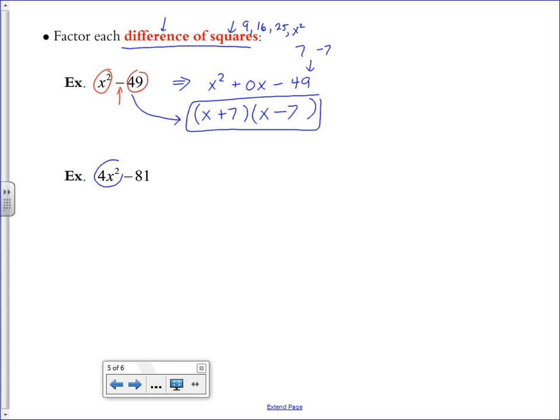So in this next example, I recognize that I have perfect squares. This is a perfect square. This is a perfect square. It's a subtraction problem in between. So I can skip to my final step and break it up. I've got 4x squared. The square root of that would be 2x, because 2x times 2x is 4x squared. I have 81. I know the square root of 81 is 9. In order to get a negative out of it, I know one of them is going to have to be plus 9 and one of them is going to have to be minus 9.